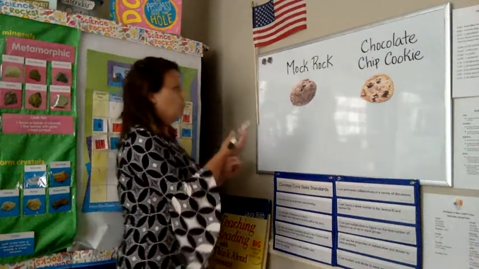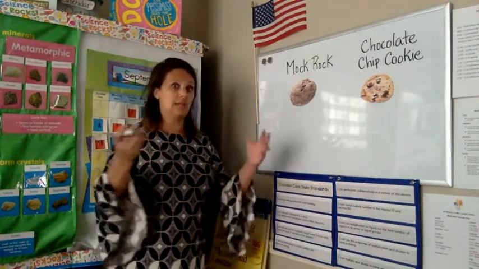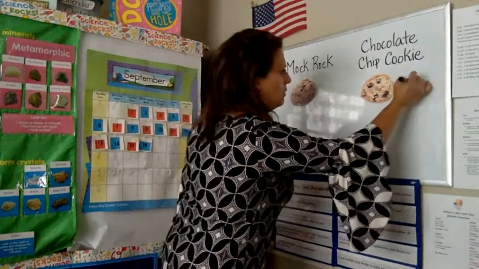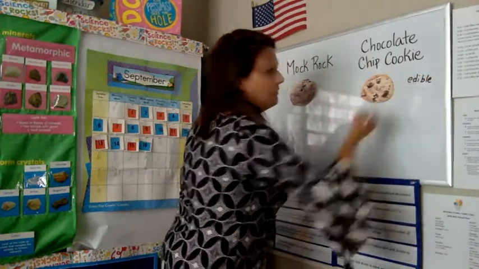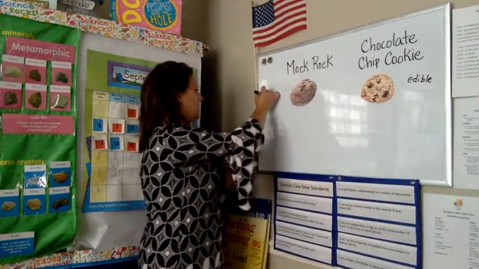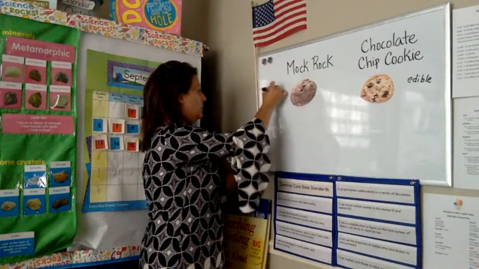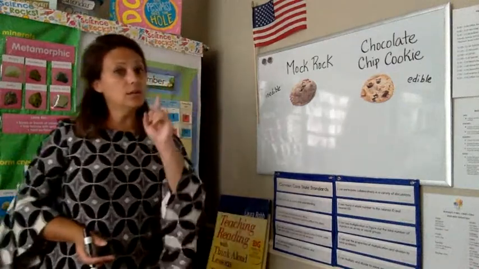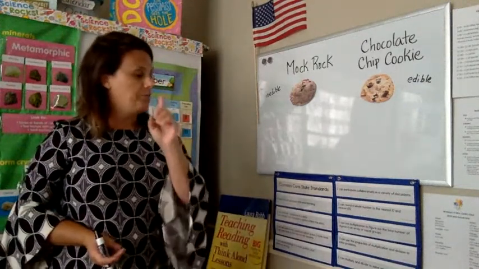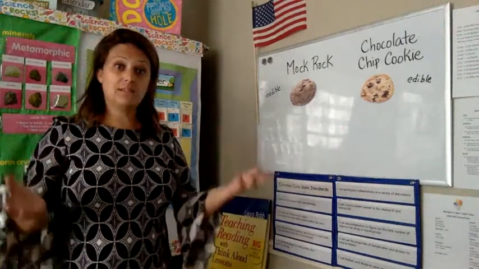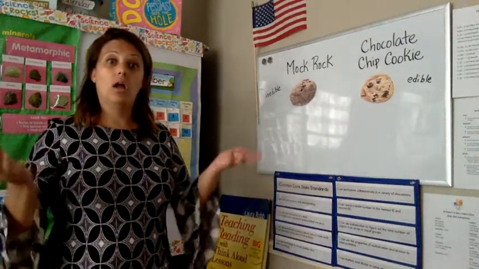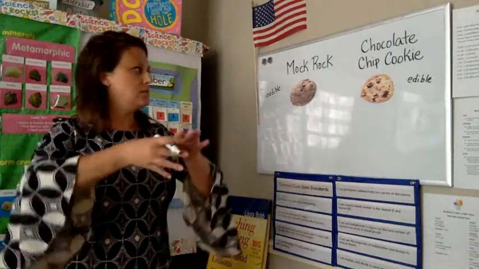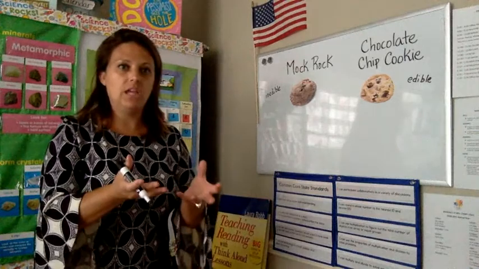Obviously, one is edible, which means it's able to be eaten, and the other one is inedible. Okay, so we know edible and very yummy is going to be our chocolate chip cookie, and inedible is going to be our mock rock. However, we can still look at these two things and make some comparisons between how they are alike, simply because we're looking at the properties or the exterior of each item.